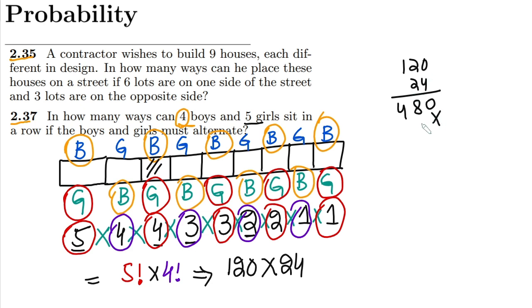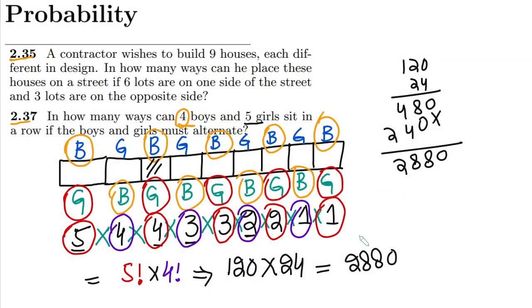Okay, similarly, so I will have here 2880. So the answer of it is 2880 choices. Okay, so here these are the total number of choices which I will have here.